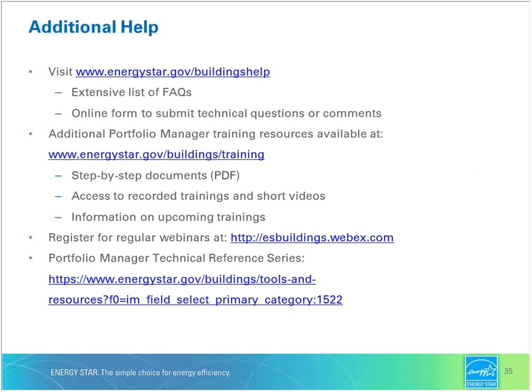In terms of additional help, always want to make sure that if you have a question regarding benchmarking, a first stop for you should be energystar.gov/buildingshelp. This is the primary help hub. There's an extensive list of keyword searchable FAQs. So if you're running into an issue, there's a pretty good chance that another user out there has experienced the same issue. So do take a moment to try and see if your question has already been asked and answered. If not, or if there are more specifics or technical issues that you need to ask about, you can always submit your question via an online form.